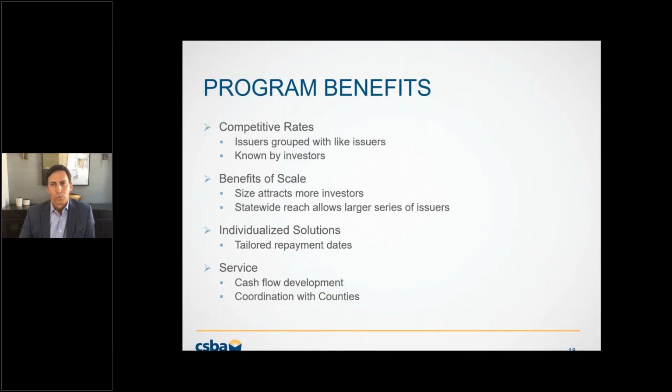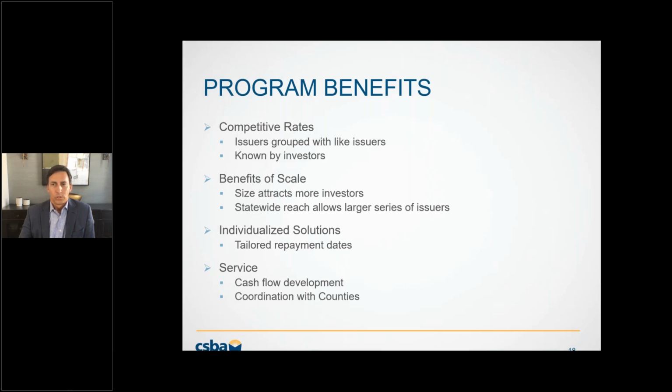And although it's a pool, and we benefit from having these large number of districts in the pool, we really individualize it to the needs of specific districts. So even though it's a large pool, we will have what we call series, so different pools, let's say within the pool, where we can group similar districts together.